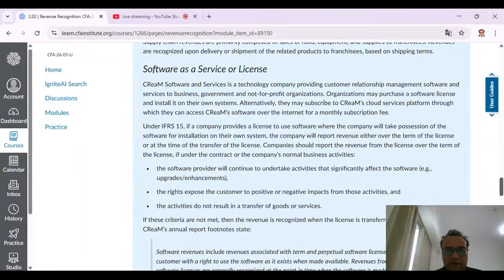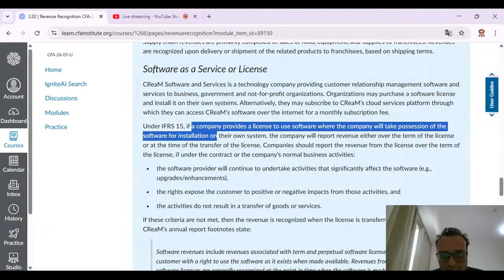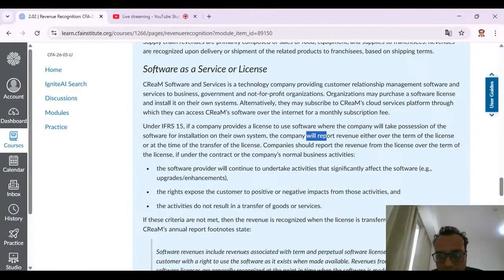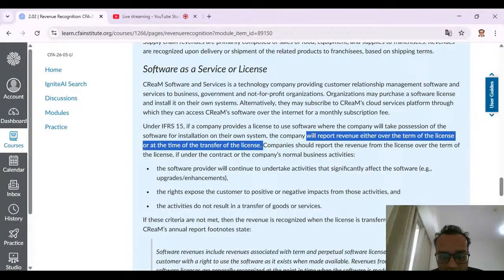So there will be a different revenue recognition statement for the same thing. Similarly, if the company is selling software as a license, under IFRS 15, if a company provides a license to use software, where the company will take possession of the software for installation on their own system, the company will report revenue either over the term of the license or at the time of transfer of the license.